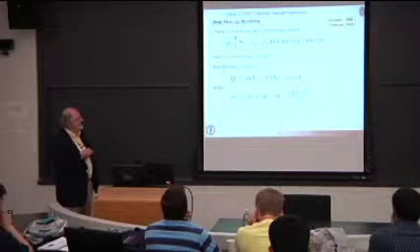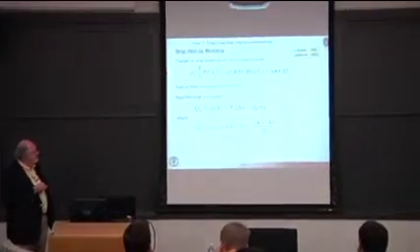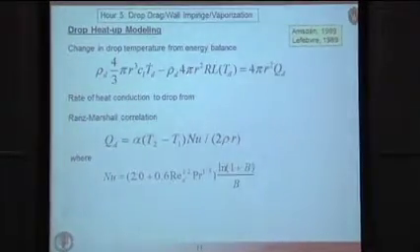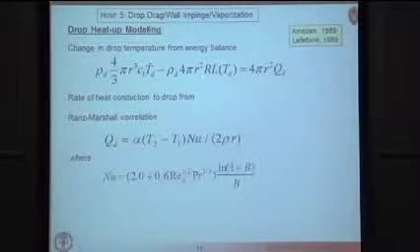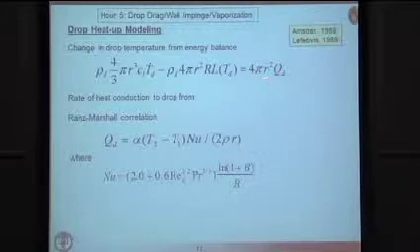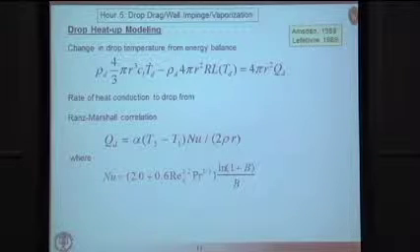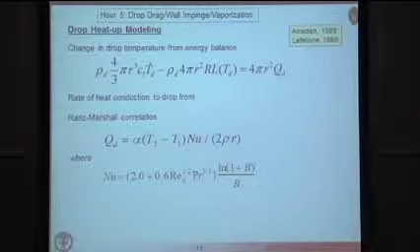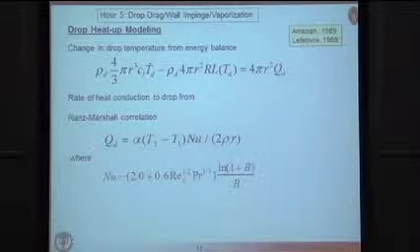Here's the specific heat times the rate of change of droplet temperature. So this is our unsteady term. And that's then balanced by the latent heat term times the surface area and the rate of change of droplet radius. So this is the latent heat effect. And then this is the heat contribution from, say, the gas phase to the droplet. And that would be calculated with some sort of correlation involving the Nusselt number, for instance.